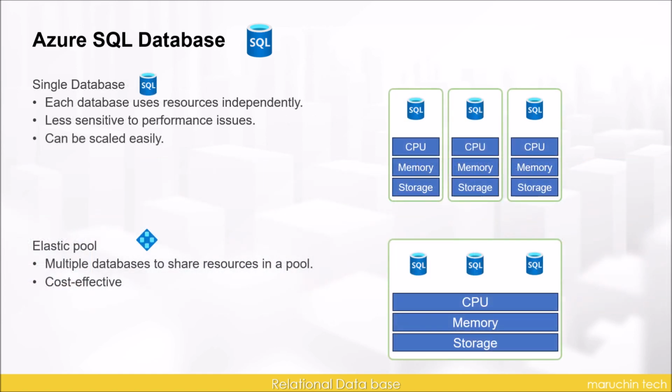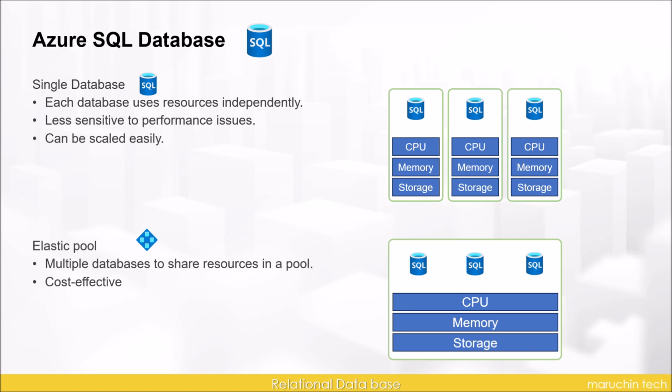Azure SQL Database offers several deployment options, with a single database and the Elastic Pool being most commonly used. The single database is the most common option, where each database uses resources independently. Since each database uses its own resources, it's less sensitive to performance issues and can be easily scaled. Because the resources are independent, you are charged based on the resources used.